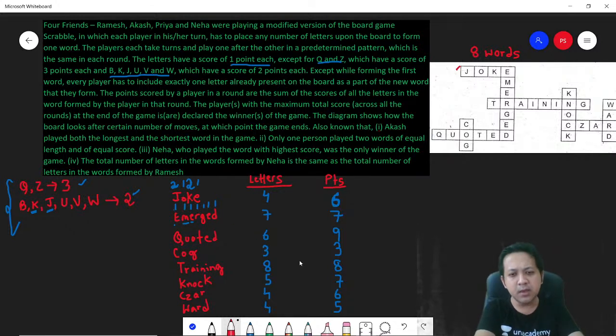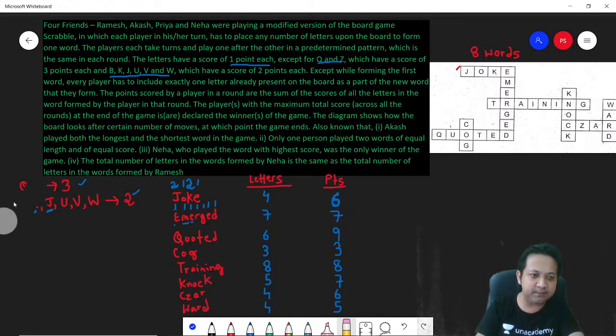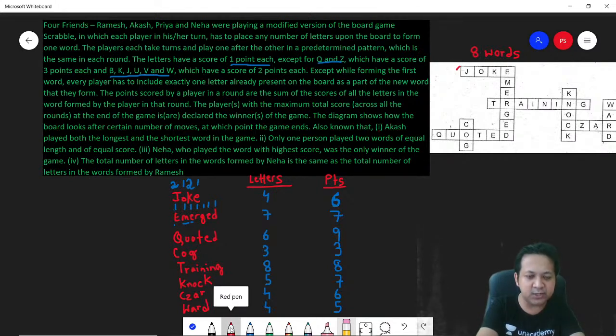Fine. So the words are there, the letters are there, the points are there. Think about it. What is next? The next is which player formed which word. That is what you've got to determine, right? So I'm just rubbing this. Okay. Now let's look at the puzzle again to determine the remaining conditions.